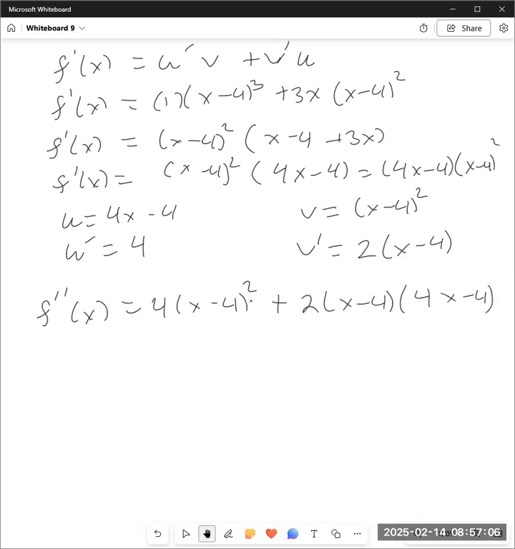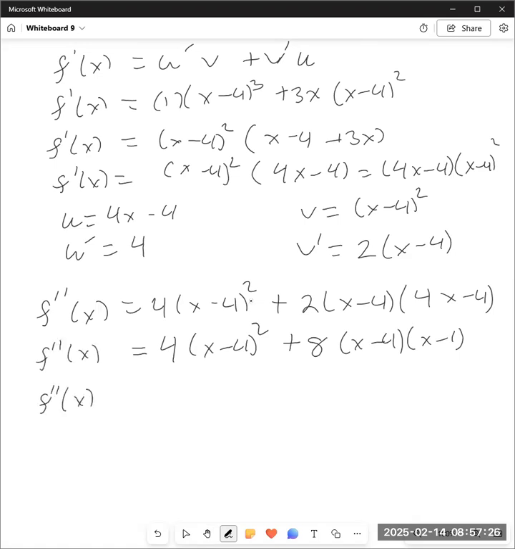Let's do some factoring here. There's a 4 that comes out from here. 2 times 4 is 8. X minus 4, x minus 1. f double prime of x is, now we have a common factor of 4 times x minus 4. And that leaves me with an x minus 4. That leaves me with a 2 times x minus 1.